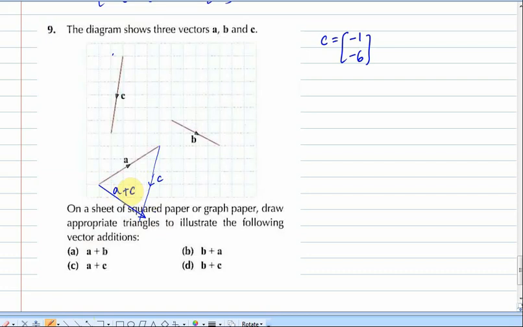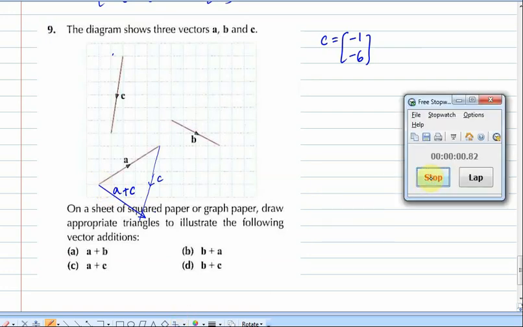Right, so what we are doing, we are starting the second vector from the end point of the first vector and then apply the head to tail rule. This resultant is basically head to tail rule, which gives you the value of A plus C, and the last part, it's B plus C. So start. 40 seconds. B plus C.